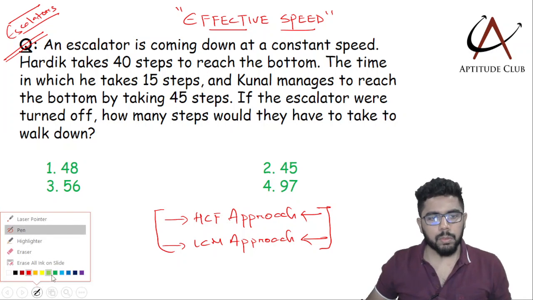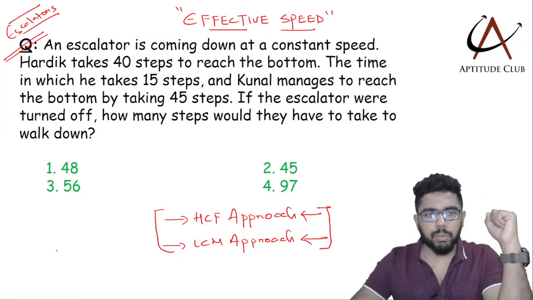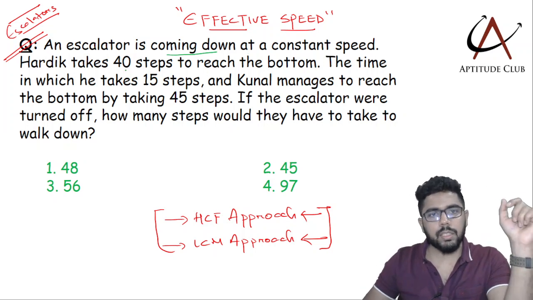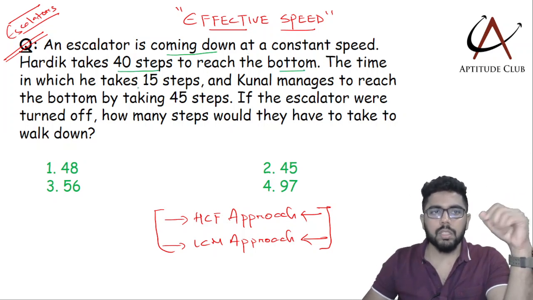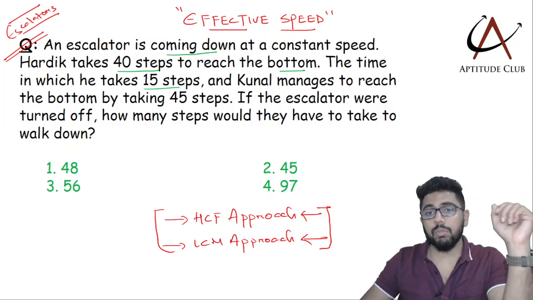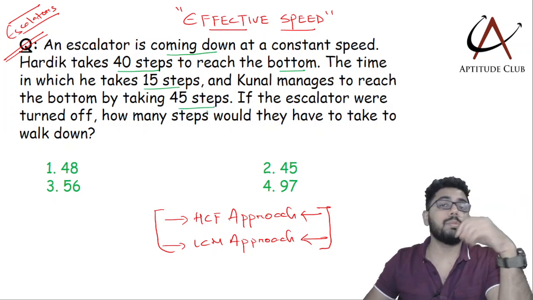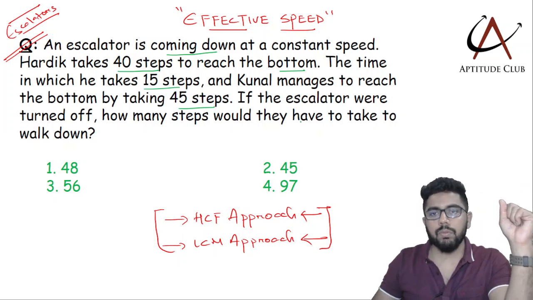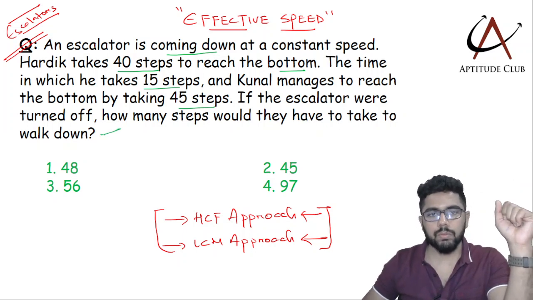I'll give you one simple clue. To read this question: an escalator is coming down at a constant speed. Hardik takes 40 steps to reach the bottom. In the time in which he takes 15 steps, Kunal manages to reach the bottom by taking 45 steps. If the escalator were turned off, how many steps would they have to take to walk down?